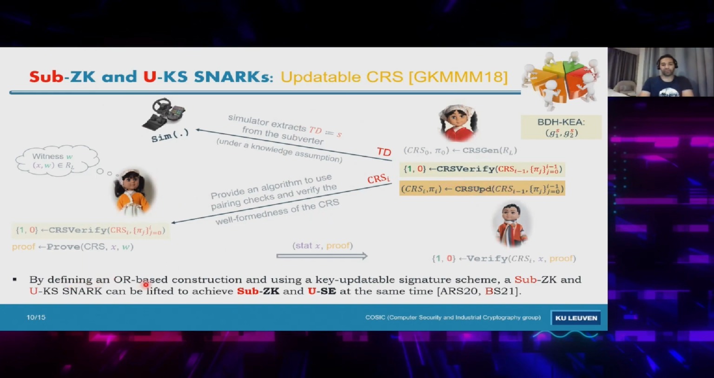A similar OR compiler was presented later in two follow-up works, and they showed that such NISCs can be lifted to achieve subversion zero-knowledge or updatable zero-knowledge with updatable simulation extractability. In these two works, they use ZK-SNARKs. Still, their CRS is linear, and they require the input NISCs to achieve subversion zero-knowledge.